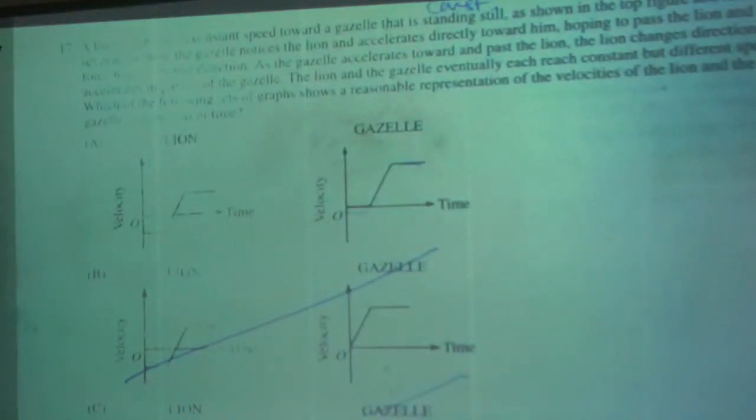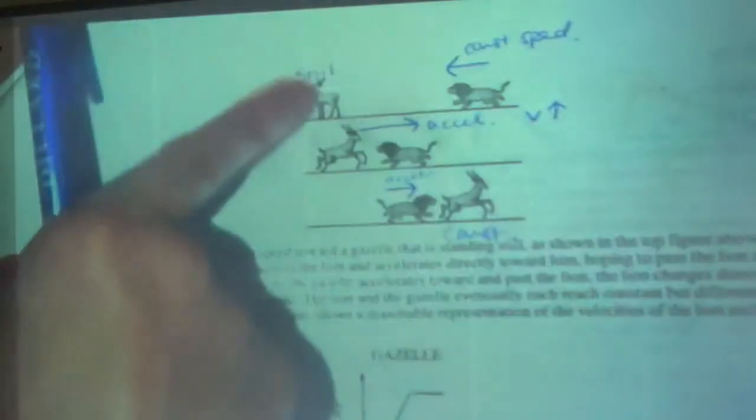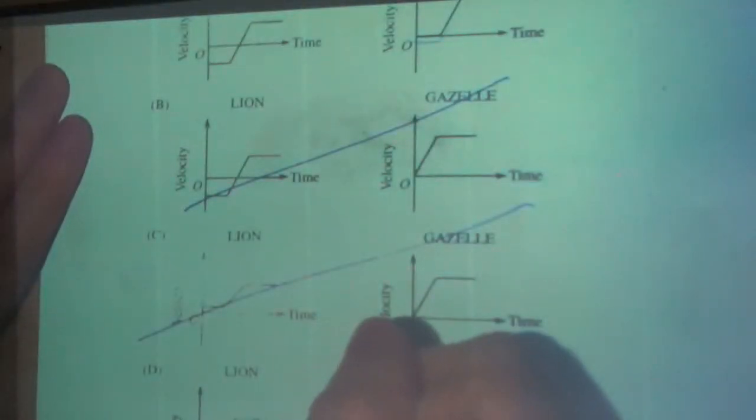So we have to look at the lion. The lion at first was moving to the left at a constant speed, had to turn, accelerate, and then is now moving to the right at a constant speed. This graph shows going one direction and then just getting faster in that same direction, where actually it was going one way and then turned around and went the other way. So A is the correct one for both the lion and the gazelle.